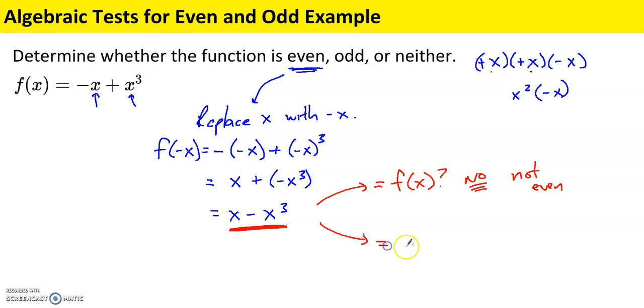I'll also ask this question: does it equal the exact opposite of f of x? Yeah, it does, doesn't it? Every term is the opposite sign of what we were given originally. I was given negative x, and now I have positive x. I was given positive x cubed, and now I have negative x cubed. Yes. What that means is that this is an odd function. If neither one of those tests had worked out to be a yes, then I would have said simply, it's neither even nor odd.